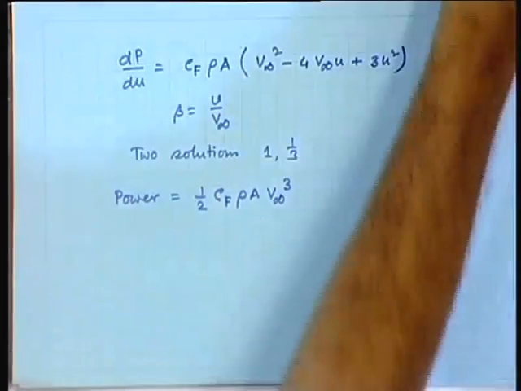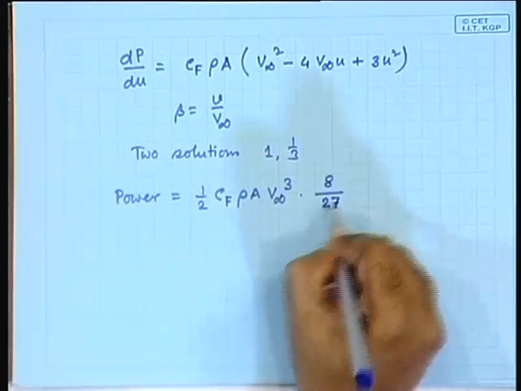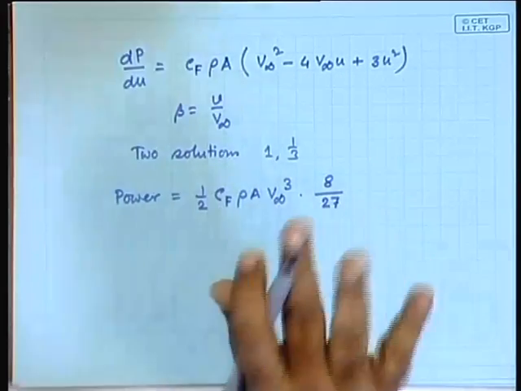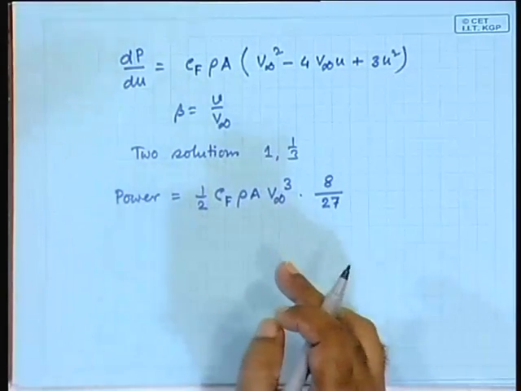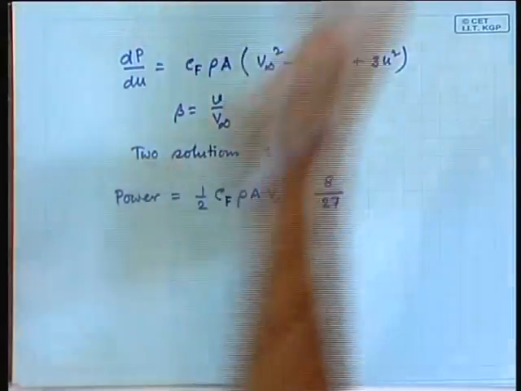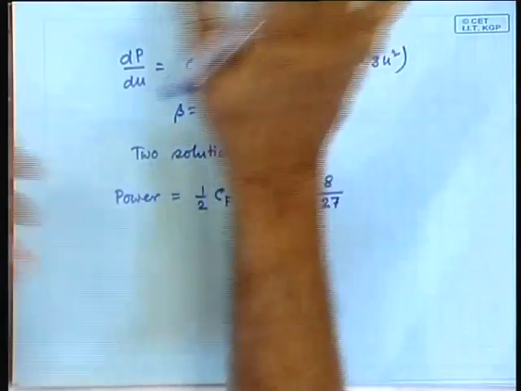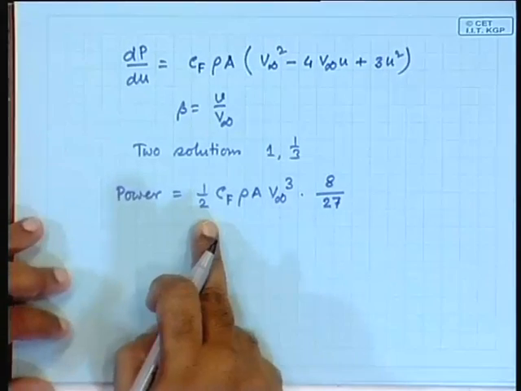you get 8 by 27. Cf is an additional thing. Ideally, you can assume it to be 1. Assume that the whole of the momentum lost by the wind is transferred into the disk. Even if that is so, what is the ideal efficiency? 8 by 27, half of the ideal efficiency we have obtained earlier. Why? Because in this case it is working on the thrust principle.